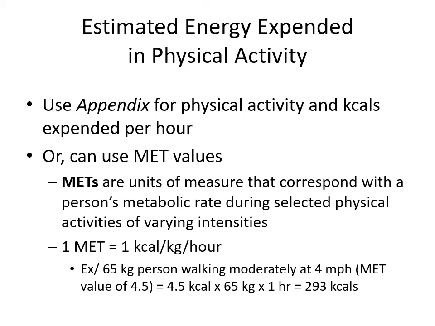So if I sit and do nothing, I would burn 65 calories. If I exercise at 4 miles per hour, my metabolism is 4.5 times higher, and I would burn 4.5 times 65. I would burn 293 calories by exercising instead of the 65 from just sitting still.